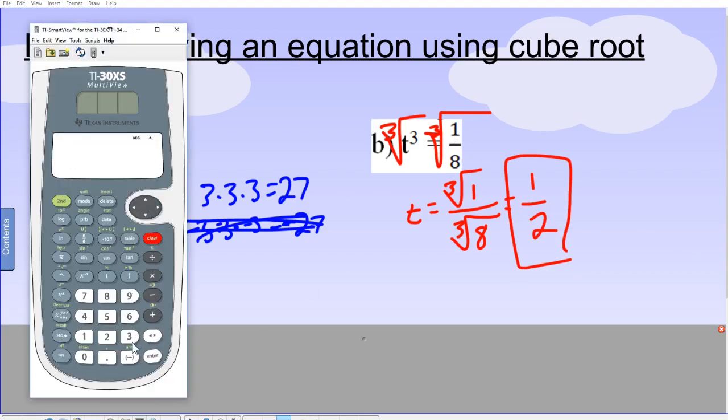Calculator: 3, second, root, caret. The cube root of 1/8 in parentheses is 1/2. Now that's 1/2 as a decimal. Mine is 1/2 as a fraction, but it's still 1/2.